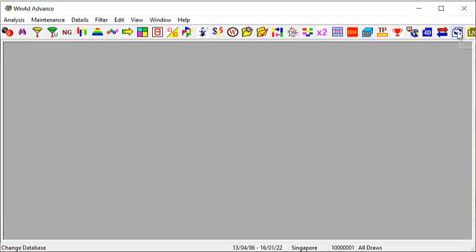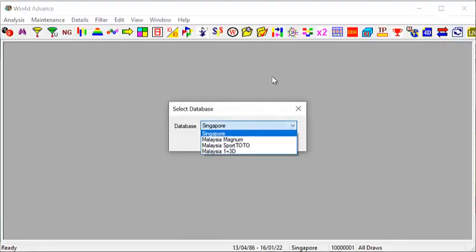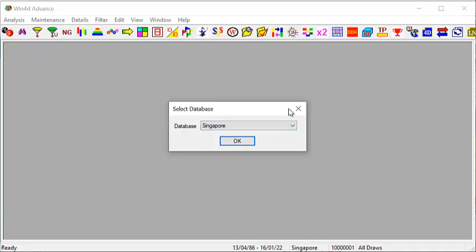From our Win4D Advance software, you can click under this icon here. You can see that Win4D Advance consists of Singapore, Malaysia Magnum, Malaysia Sports Toto, and Malaysia 1+3D. Today we will only be discussing the Singapore and Magnum numbers with you.